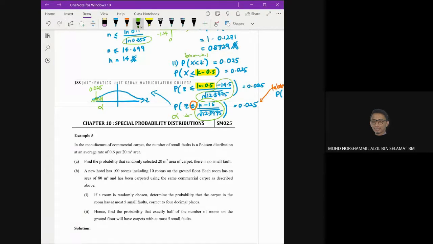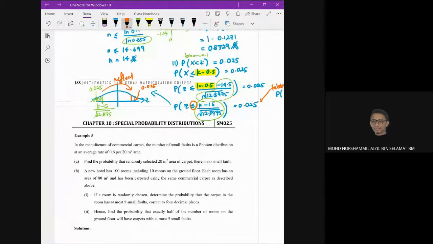Kalau tak nak tulis sebagai alpha, saya kena tulis dia lah. K tolak 15 per set 12.3975. Dekat sini ni. Tapi table, we can read the table for the right hand side only. Jadi kita kena reflect guys, kena reflect. Reflect to the right hand side, what happen? Kita reflect pergi belah kanan. So yang ni pun jadi 0.025.